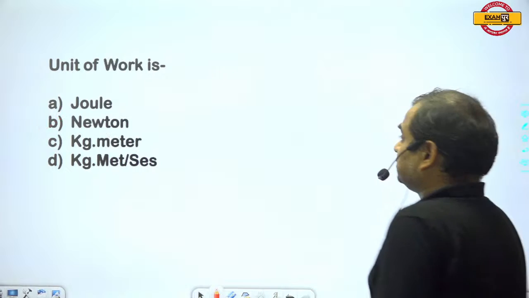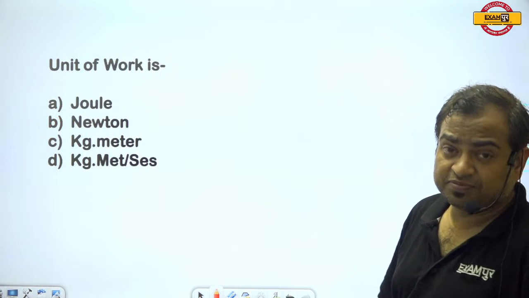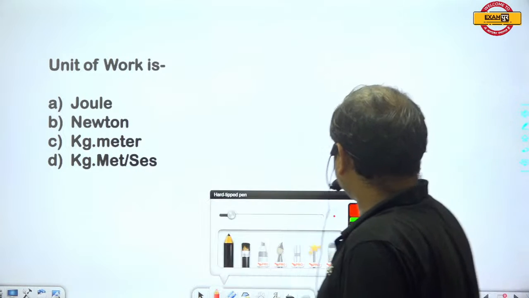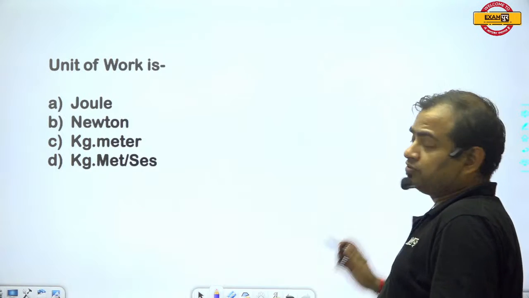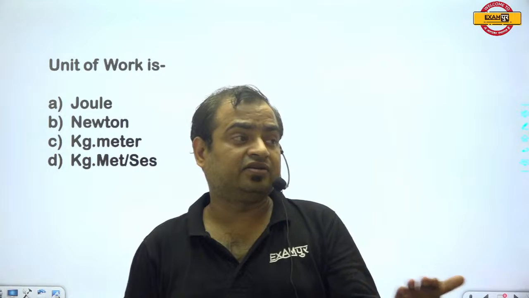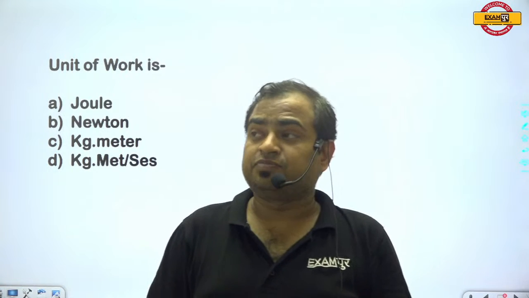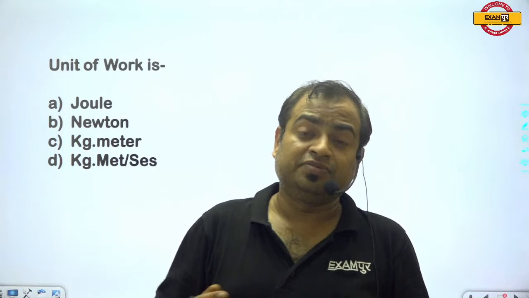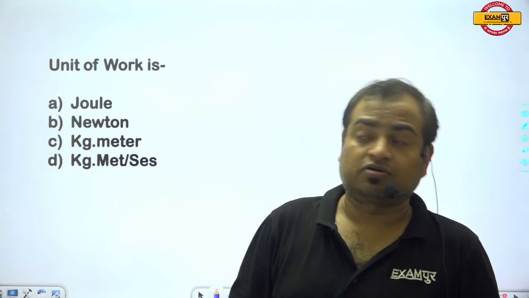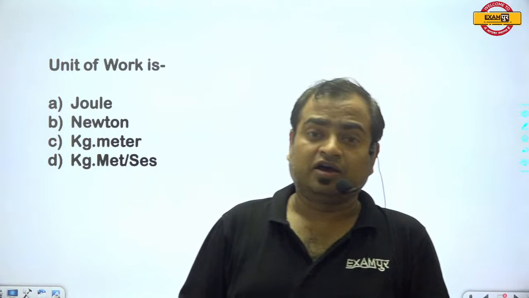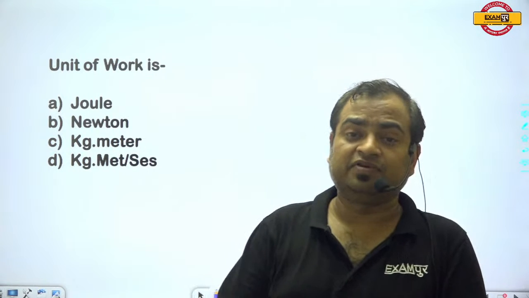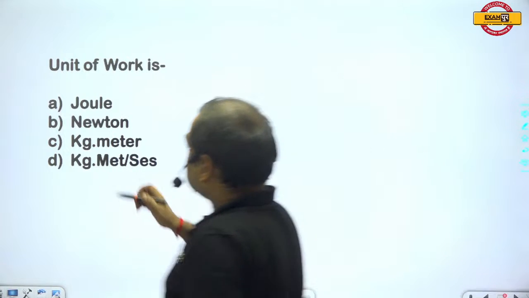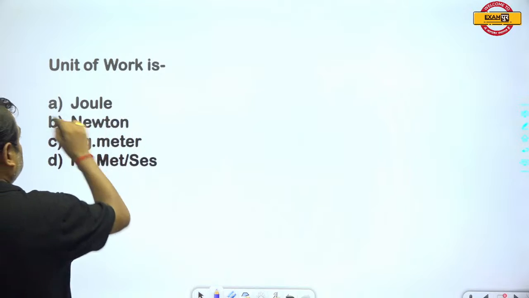Now let's move to the unit of work. When we talk about work, we talk about the unit of work. Without writing any unit, you cannot define the physical quantity. Suppose I have written I walked 34, but 34 what? Meter, kilometer, centimeter or joule? If I mention the unit, then I have defined the physical quantity. So here the unit of work is joule.